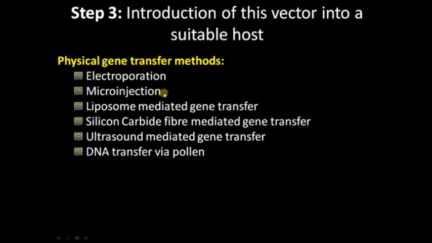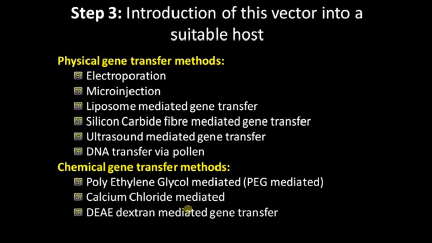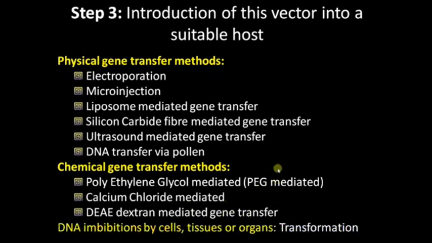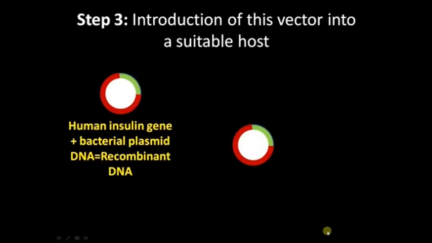Now the third step, introduction of this vector into a suitable host. There are different gene transfer methods by which we can introduce our vector into a host. These are some of the methods: electroporation, microinjection, liposome-mediated gene transfer, silicon carbide fiber method, etc. And hopefully we will be discussing all these later. And chemical gene transfer methods are there: PEG-mediated gene transfer, calcium chloride-mediated gene transfer, dextran-mediated gene transfer. Or certain cells like bacteria are capable of taking up gene from the surroundings. The process is called transformation.